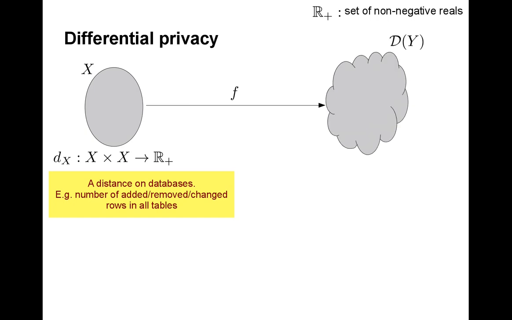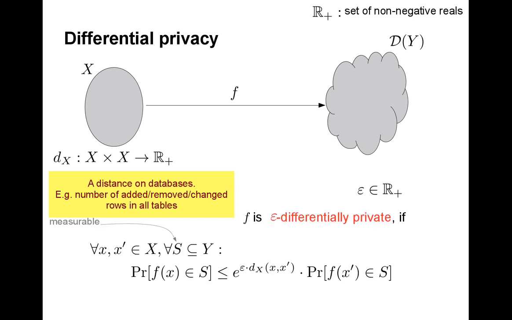As we discussed about noise, F really has to add noise, so F does not always return the same result when applied to the same database. So F is really a probabilistic function. We let D(Y) denote the set of all probability distributions over the set Y, and F transforms a database into a probability distribution over the set Y.